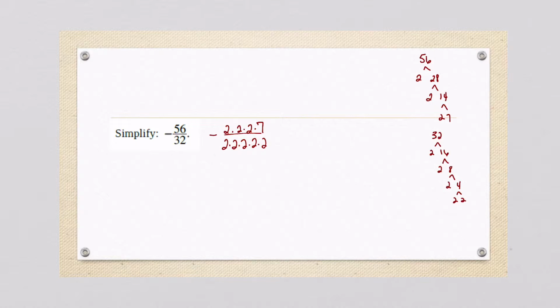And so now we start marking out the like factors. This and this are the same, this and this are the same, this and this are the same. And so now what I'm left with is negative 7 on the top, and I've got 4 on the bottom. So negative 56/32 reduces or simplifies to be negative 7/4.